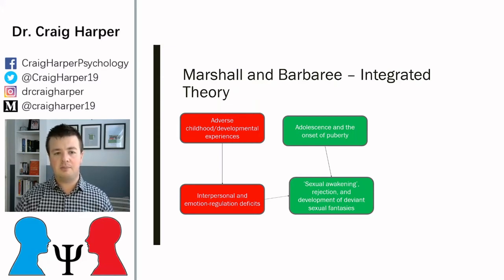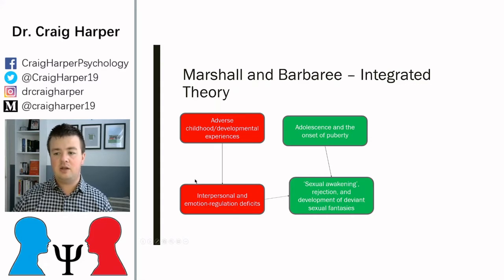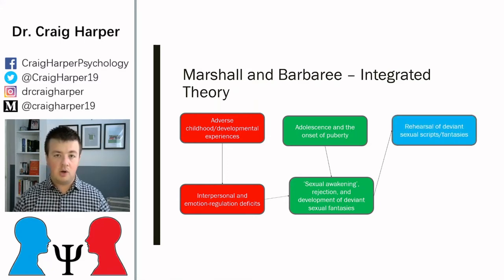So, for example, if someone begins to go through puberty, they have these sexual urges, these sexual attractions, and then they get rejected because they can't form a relationship in an effective way. At this point of the model, they might start to develop deviant sexual fantasies that involve coercion, potentially. So instead of forming a relationship in a pro-social way, they'll do it in an anti-social way. Or they'll start to develop feelings or thoughts that are congruent with that kind of view. Now, as people who are going through this sexual awakening, they may start to rehearse those deviant sexual scripts or deviant sexual fantasies through masturbation.